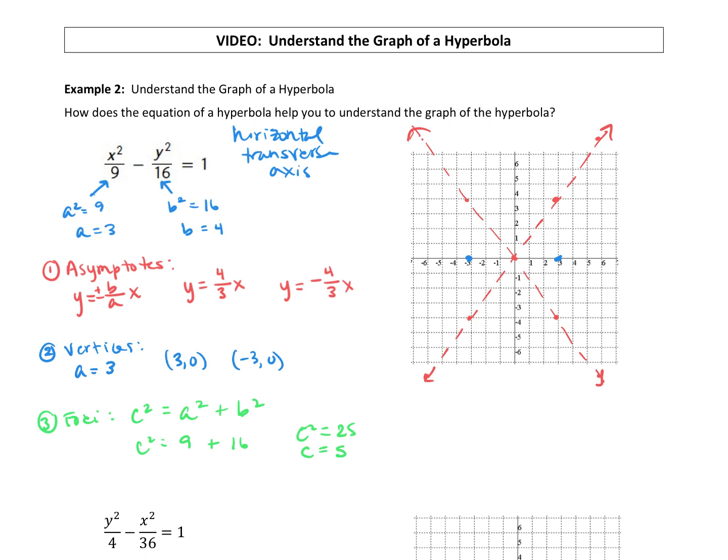Now, the foci is an ordered pair on the transverse axis as well, so that's going to be on the x-axis. So we have 5, 0 and negative 5, 0 as our foci. And I'm going to make those in a color that we'll be able to see better on the graph. So when I plot the foci, I am going to put an F next to those because I just want to make sure I remember that's the foci that's going to go inside of our curves.